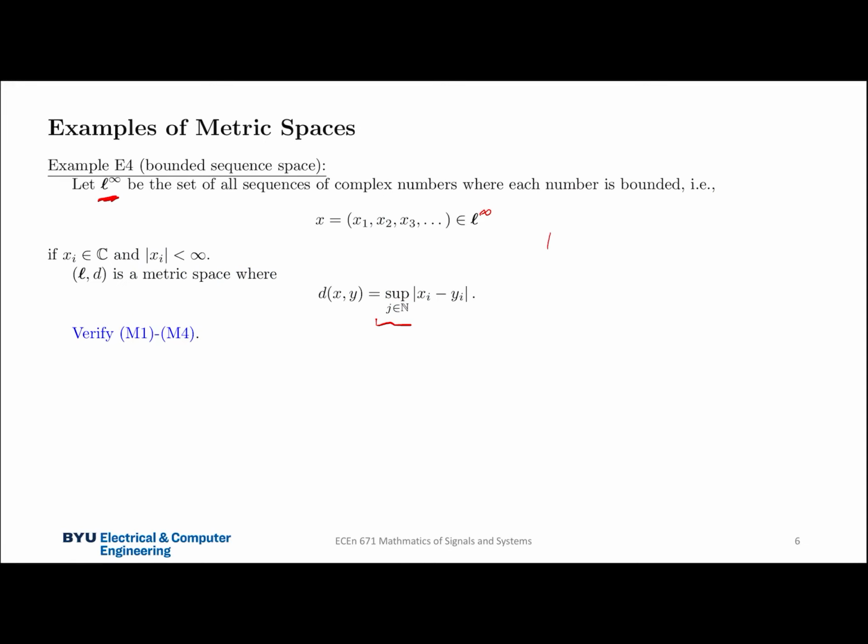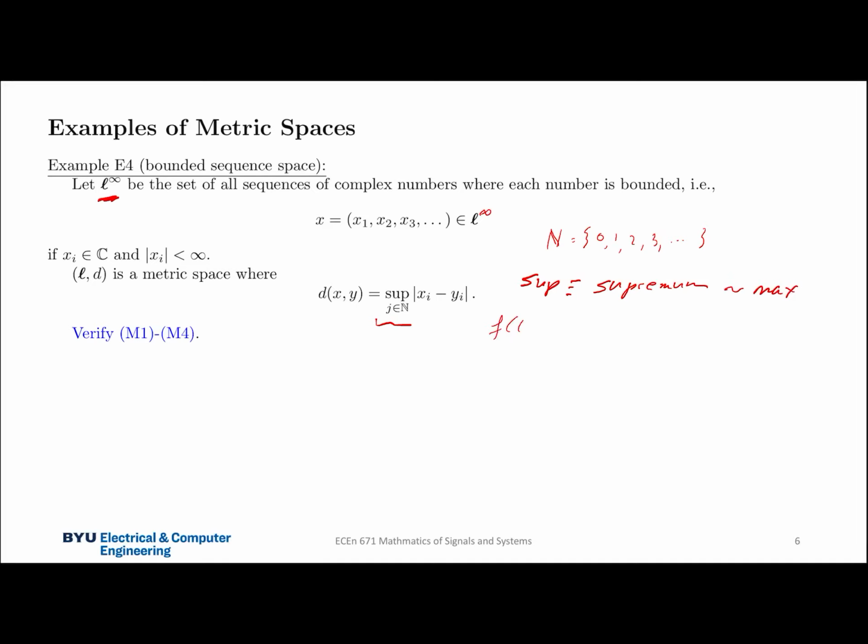So first of all, the natural numbers, this is going to be the set 0, 1, 2, 3, forever. So when we say J is in the natural numbers, J just goes from 0, 1, 2, 3, etc. Now, sup here is equal to the supremum. And you can think of this as like the maximum, okay? But the problem is that there are functions that don't have maximums.